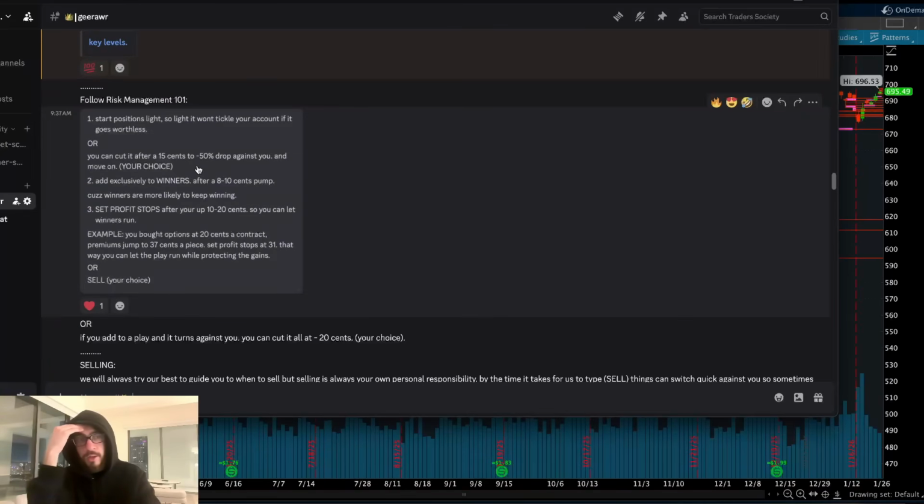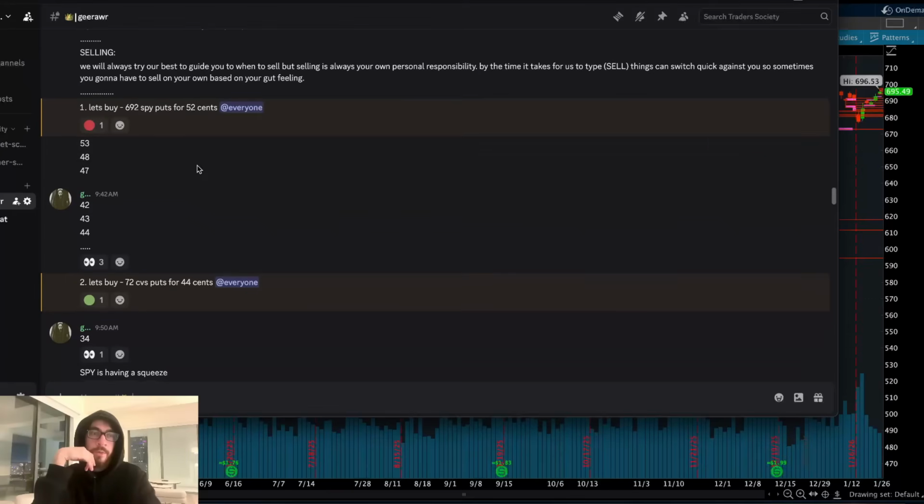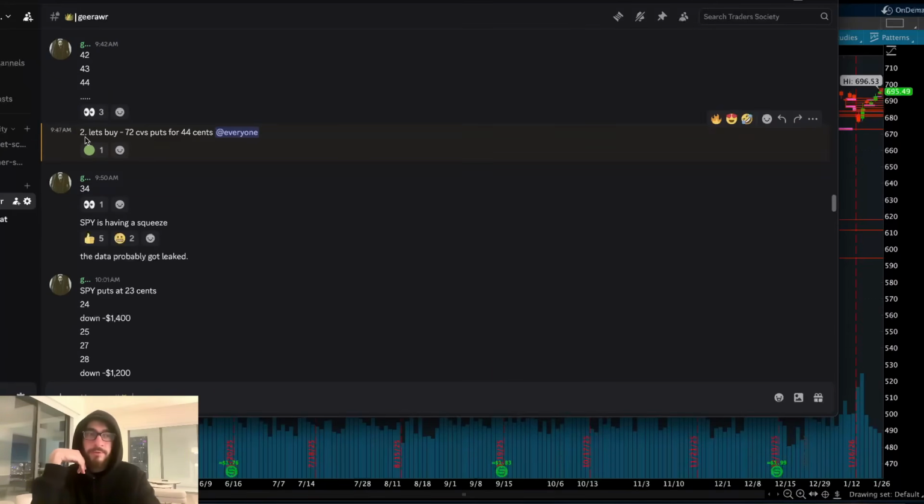Risk management 101, not going to be going all over that. First trade was an L, 692 puts did not work out. Second trade was a 400% win. You can afford to have L's when L's are small. The reason why L's are small is because the most you can lose is 100% and the most you can make is unlimited profit percent.